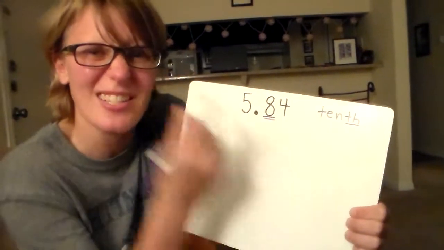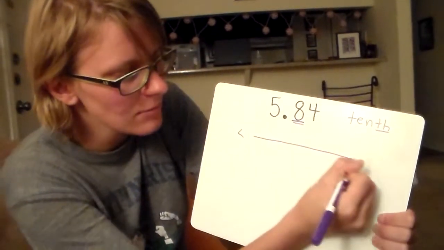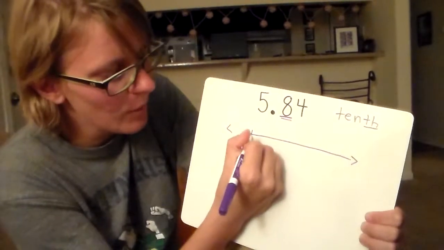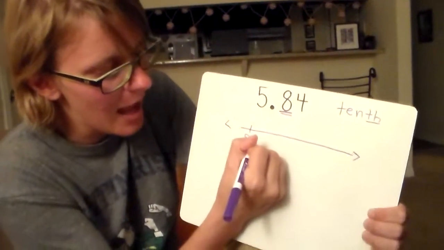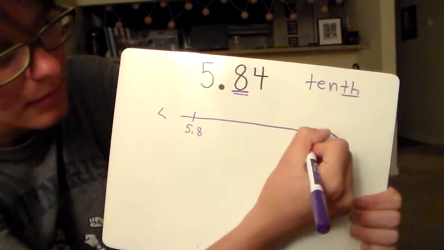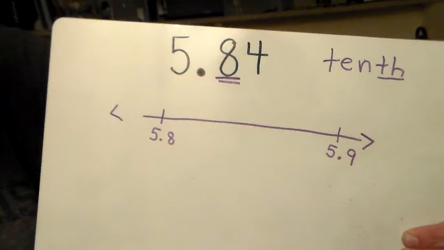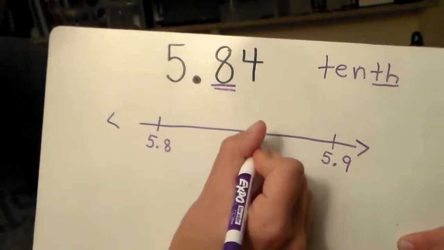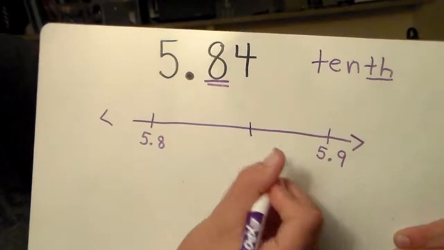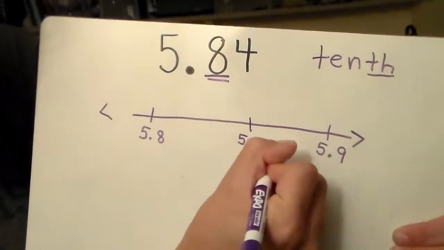Some of you are really good at this and just know the answer right away, but some of us might need a little number line to help us out. Here we have 5 and 8 tenths. Our number after 8 is 5 and 9 tenths. When I think about a tenth, I think about a dime. When I cut a dime in half, I have 5 pennies, or a nickel. So the number in the middle is 5 and 85 hundredths.